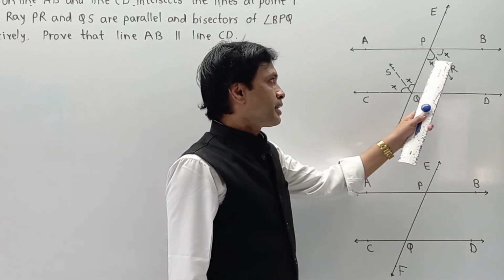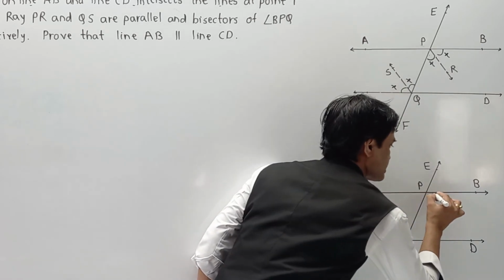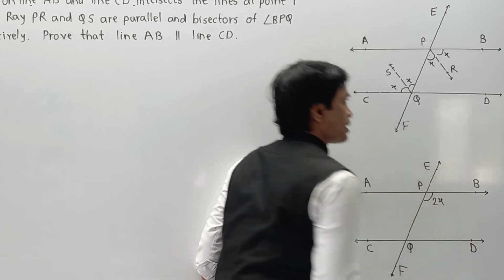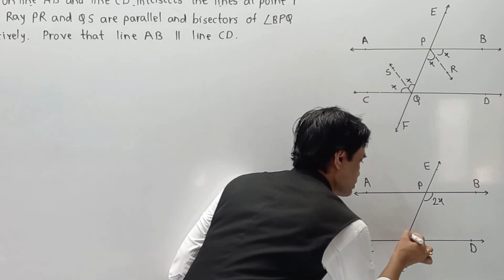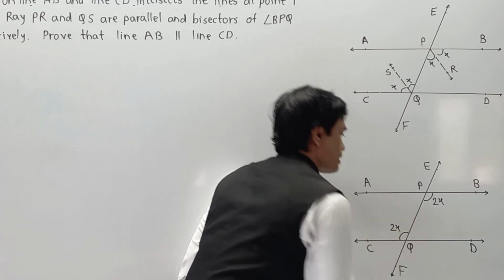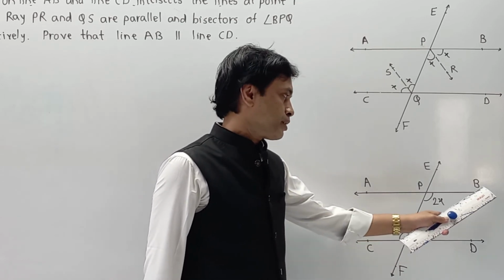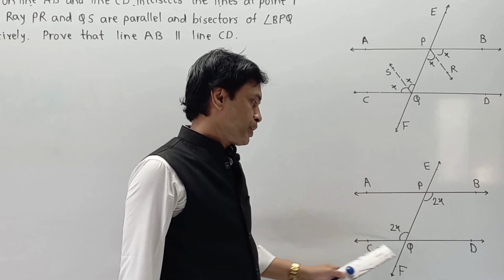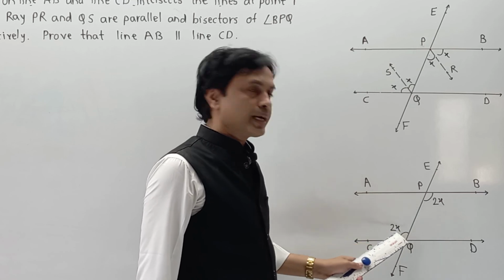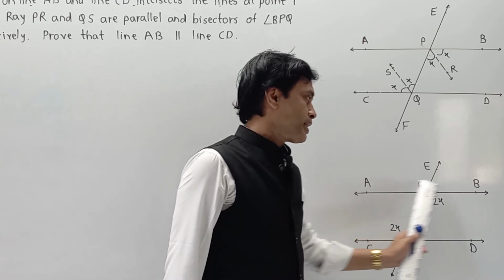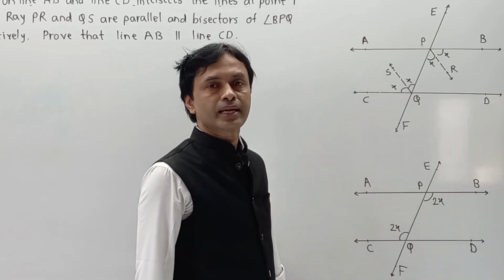In the next stage, BPQ is x plus x, meaning it becomes 2x. Also PQC is x plus x, meaning it becomes 2x. Now as 2x equals 2x, and these are alternate angles, BPQ is equal to PQC, that is 2x, 2x. Naturally, these are alternate angles and these are congruent. Naturally, we can say that line AB is parallel to line CD. And in this way, we are going to complete the entire answer.